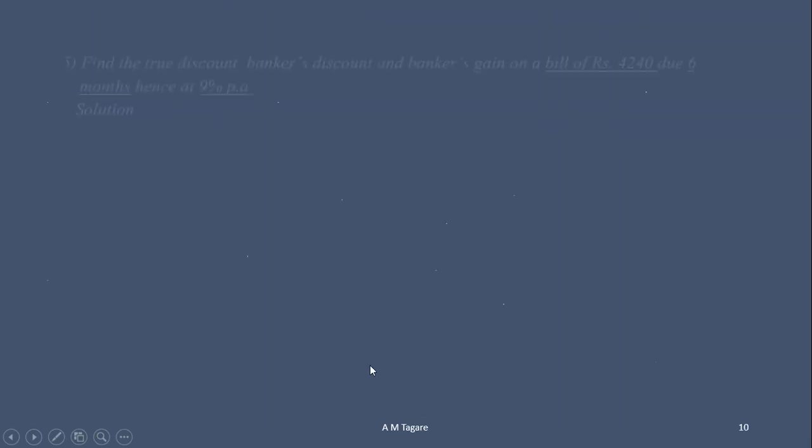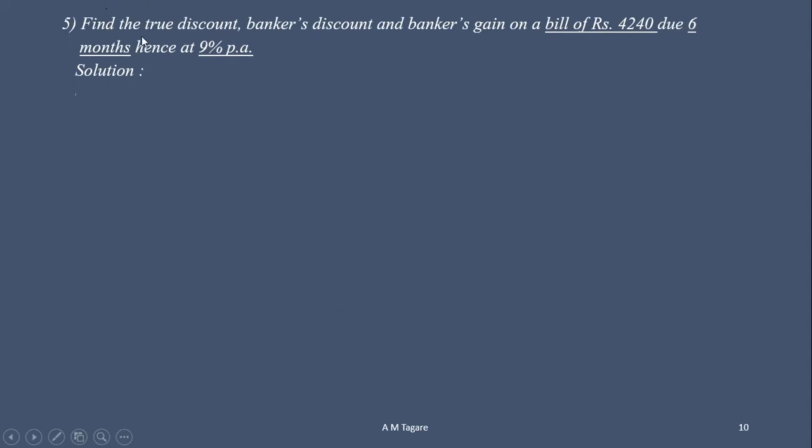Now let us see one more example. Find the true discount, banker's discount and banker's gain on a bill of rupees 4,240 due 6 months hence at 9% per annum.